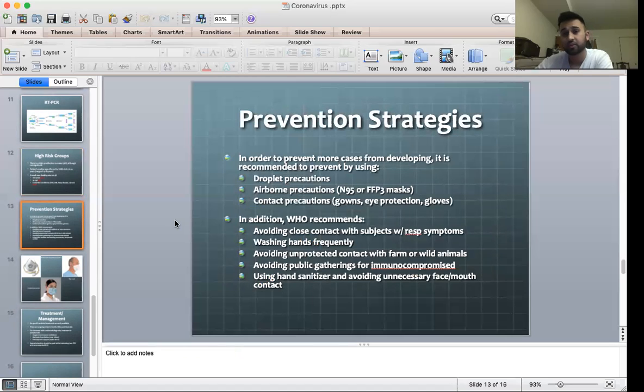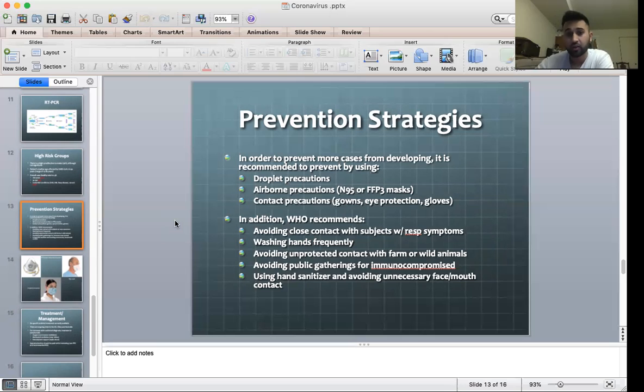So prevention strategies, in order to prevent more cases from developing, WHO is recommending to use droplet precautions, airborne precautions, which would be an N95 or an FFP3 mask, and contact precautions, which would be gowns, eye protection, gloves. WHO is also recommending to avoid close contact with subjects with any respiratory symptoms. You have to wash your hands frequently, and unprotected contact with farm or wild animals should also be avoided as much as possible. And especially for people who are immunocompromised, it's recommended to just avoid public gatherings as much as possible, because the mortality is about 49%.